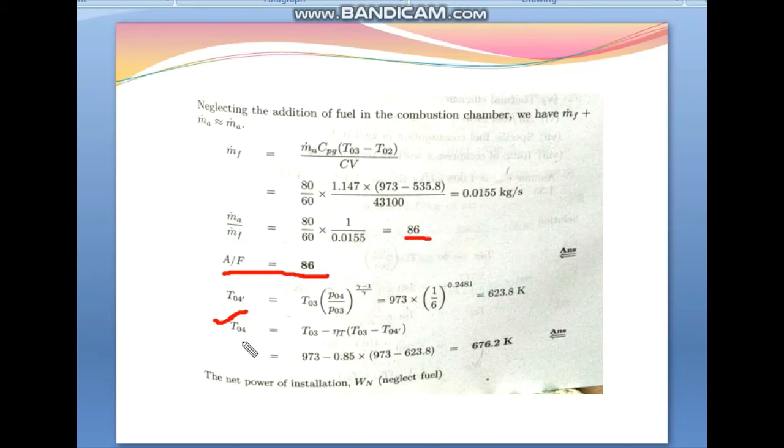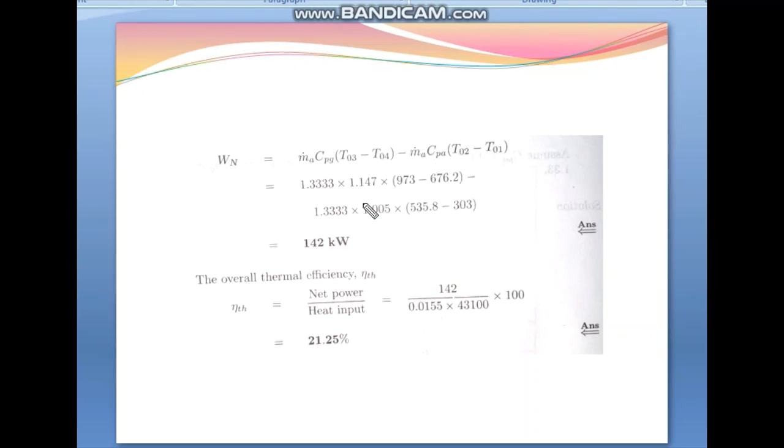Okay, now the value of T4, the actual turbine exhaust temperature, the actual turbine outlet temperature, that is T4, is equal to T3 minus turbine efficiency eta T into (T3 minus T4 dash). So the value of the T4 becomes 676.2 Kelvin.